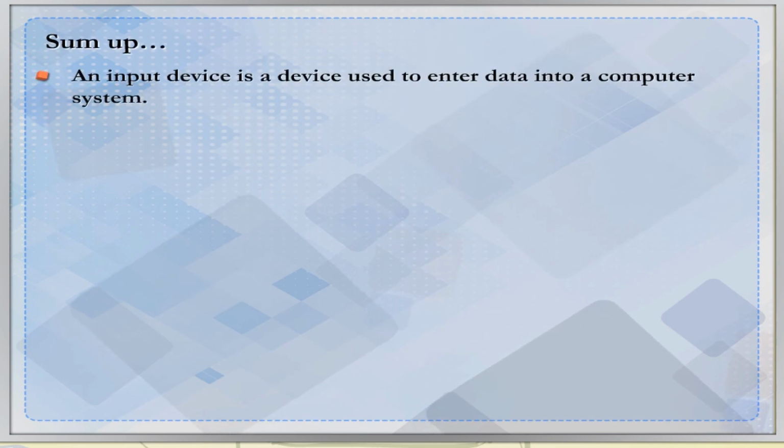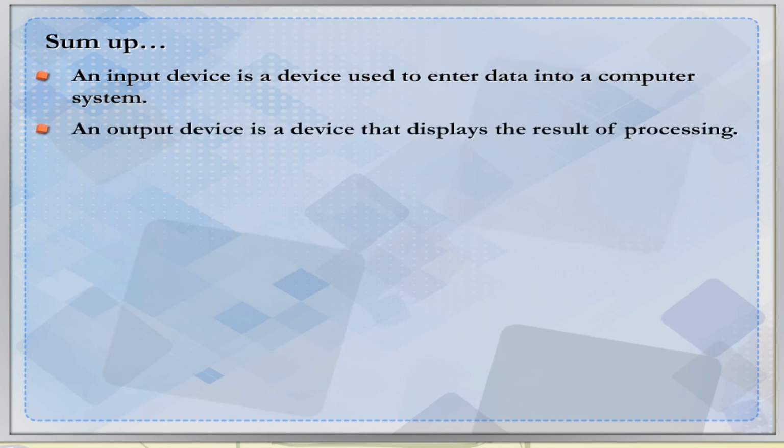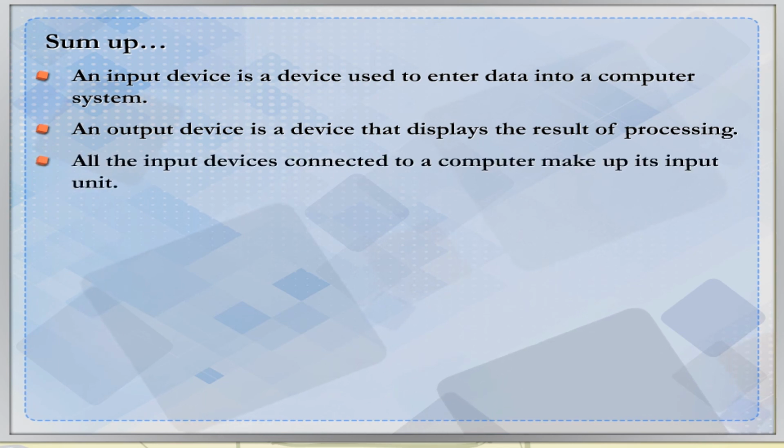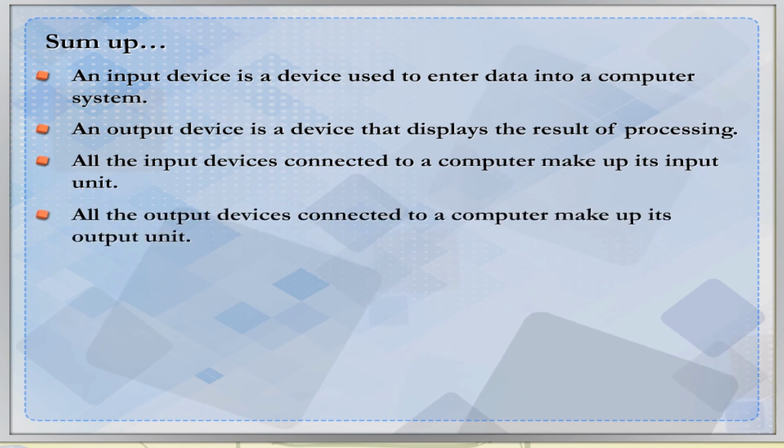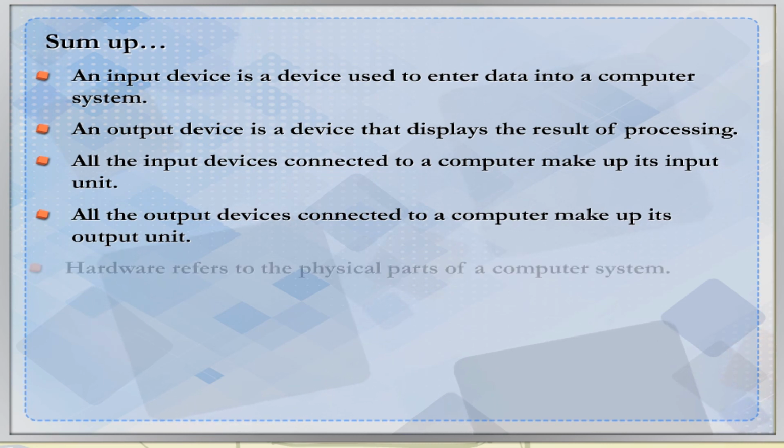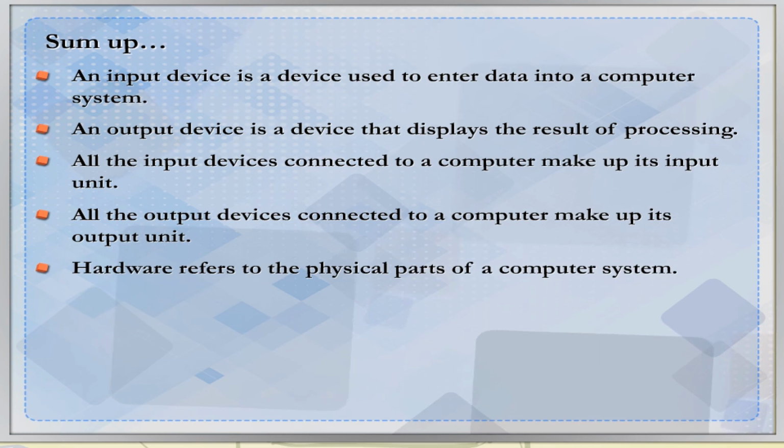Sum up. An input device is a device used to enter data into a computer system. An output device is a device that displays the result of processing. All the input devices connected to a computer make up its input unit. All the output devices connected to a computer make up its output unit. Hardware refers to the physical parts of a computer system.